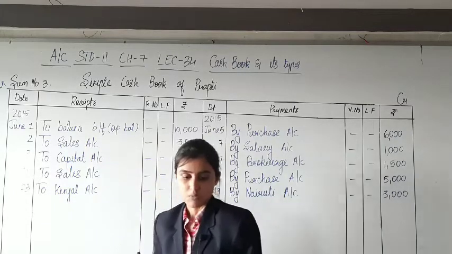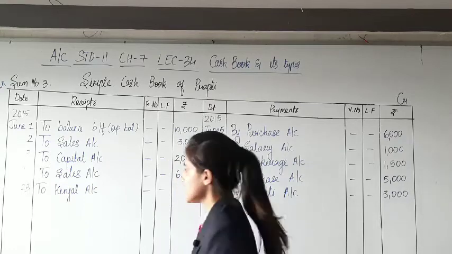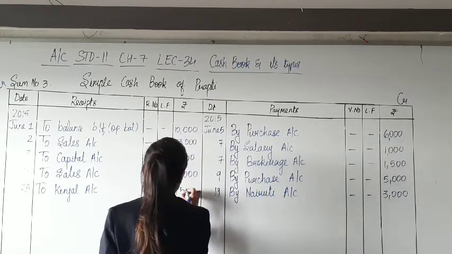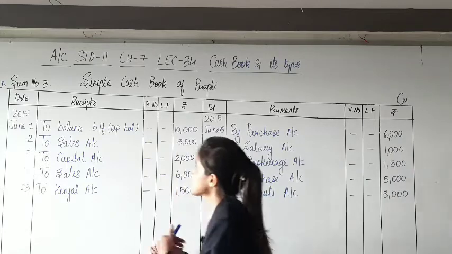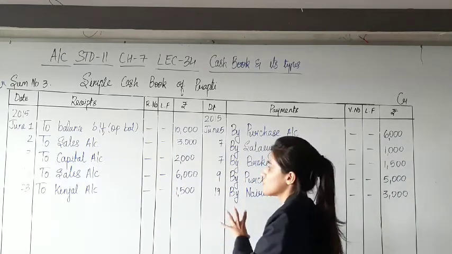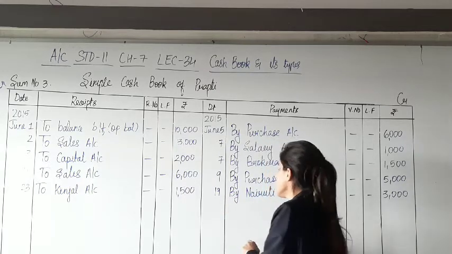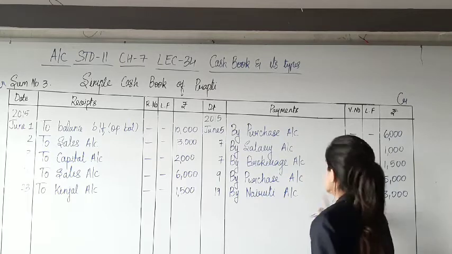Yes, how much she has paid? 1500. That means 1500 she has paid to us. For this, for us this is receipt. Yes, we have received 1500 from Kinjal. She has paid, and here we have paid this amount to Neruti. So payment.